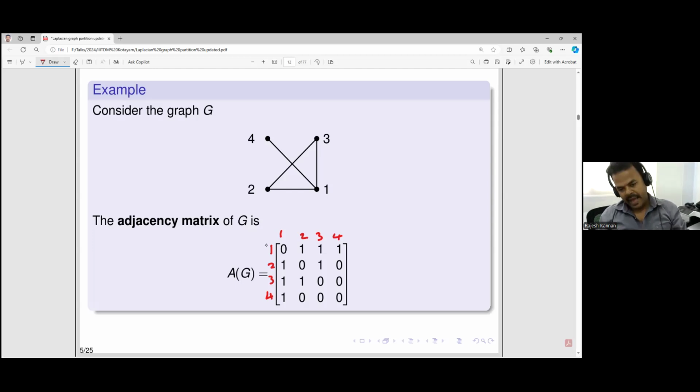In the 1, 2 entry, we have an edge between the vertices 1 and 2. So you have 1 here. And between the vertices 1 and 3, you have an edge. So you'll keep 1 here. And between the vertices 1 and 4, you have an edge. So keep 1. Similarly, fill the rest of the entries.